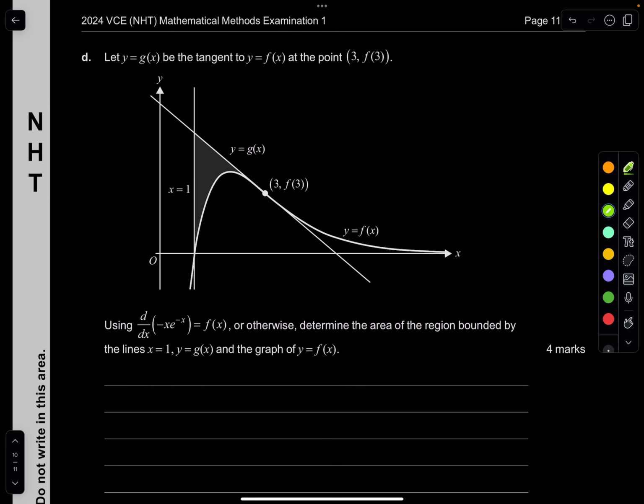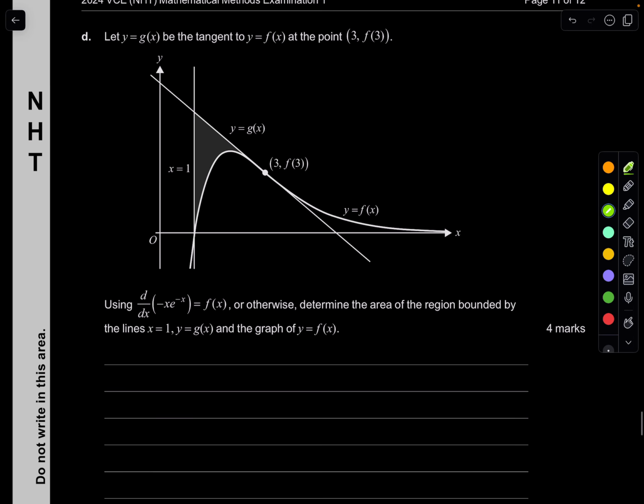Let g of x be the tangent to the graph of f at the point 3, f of 3. Using the derivative that negative x e to the negative x is f of x, or otherwise, determine the area of the region bounded by the lines x equals 1, g of x, and the graph of f of x. So basically the one that's shaded here. All right, let's have a look at it. We want this area. Is it hard? No, it's quite simple.